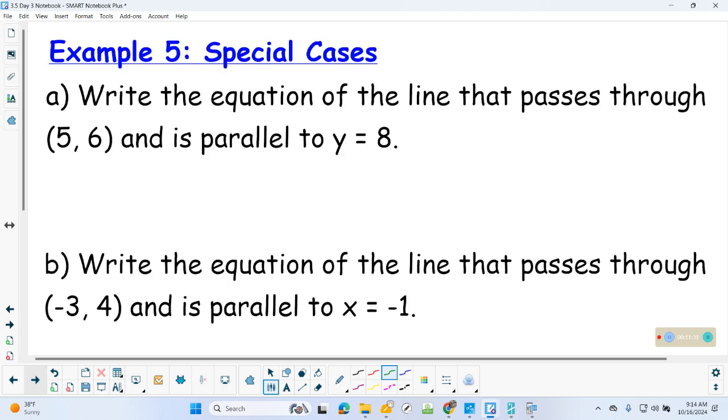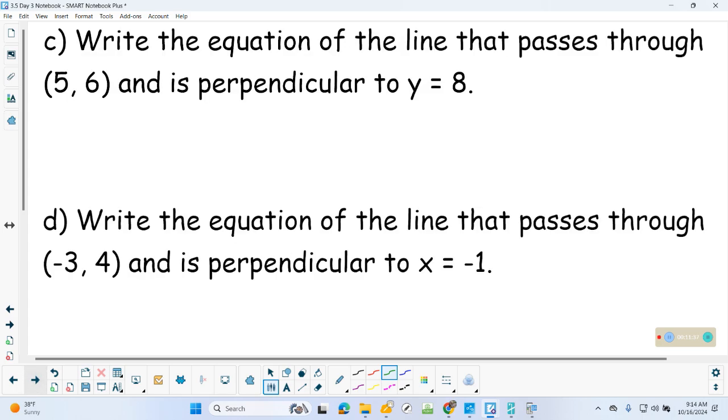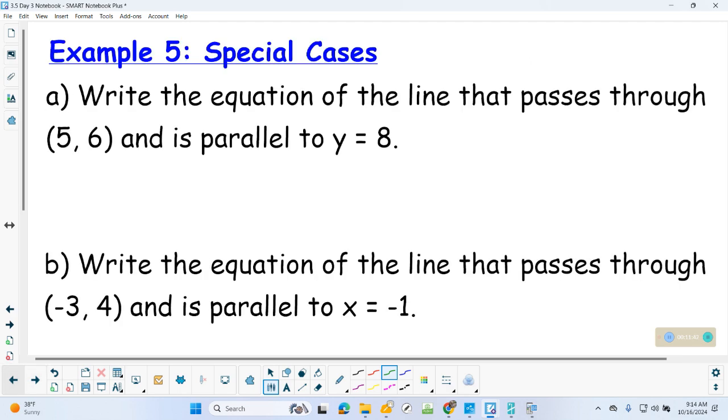Write the equation of the line that passes through 5, 6 and is parallel to: A, y equals 8; B, x equals -1; C, y equals 8. Okay, so we're on all this horizontal, vertical line stuff. So these are still easy, like yesterday, those last 4 on the homework, but can be a little tricky on whether it's x equals or y equals, all that sort of stuff.